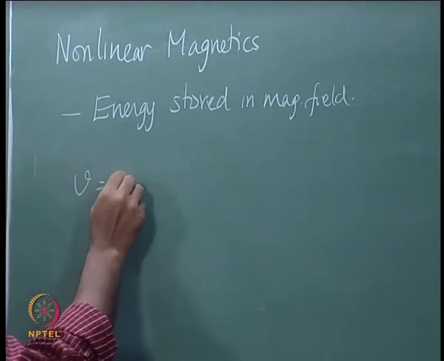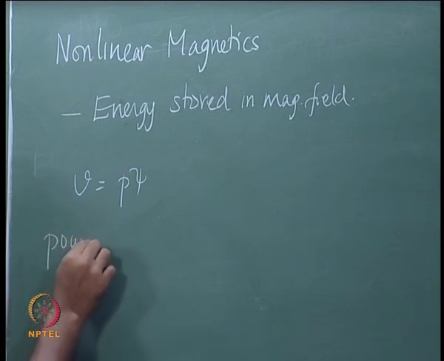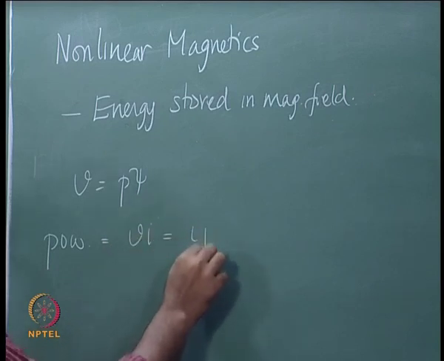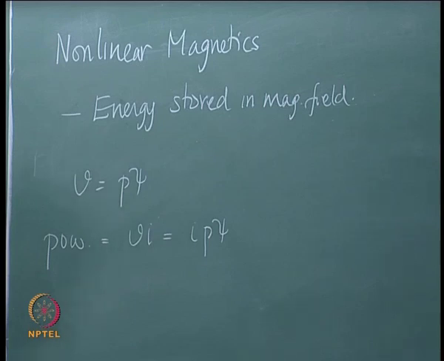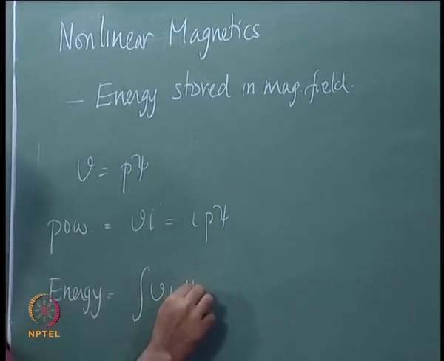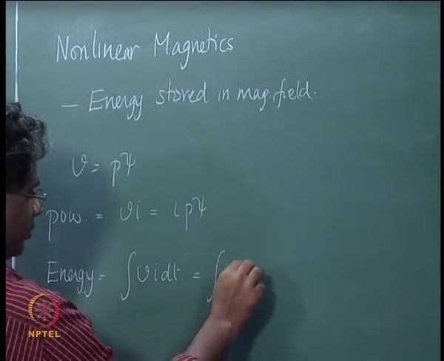If you write the expression V equal to p psi, which is what we started out with in the lecture today, and power that is input is V into I, that is I into p psi, then the energy that is input is integral of V I dt, which is integral of I into p psi.